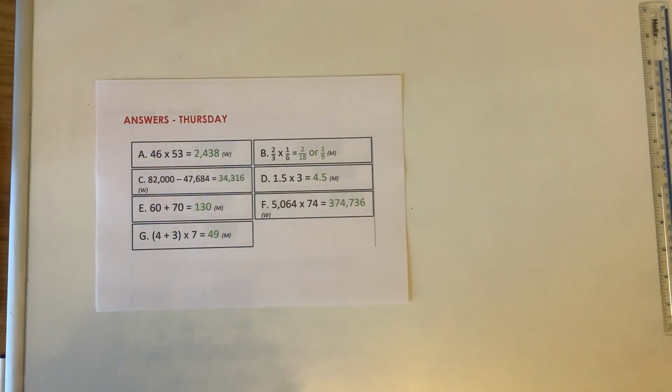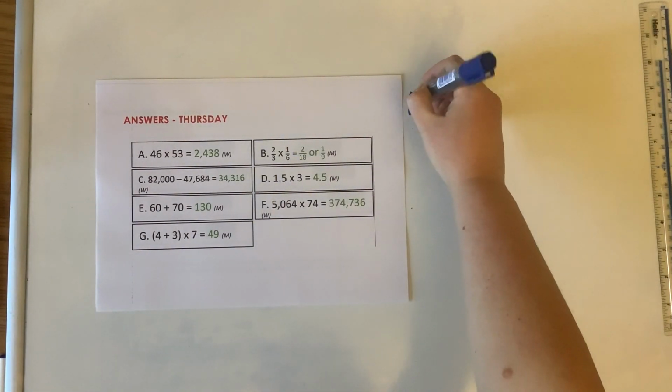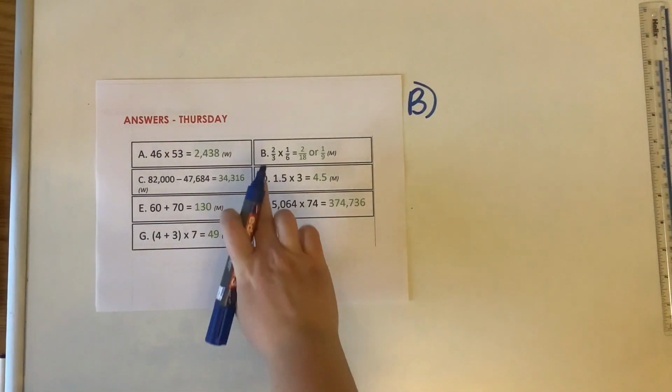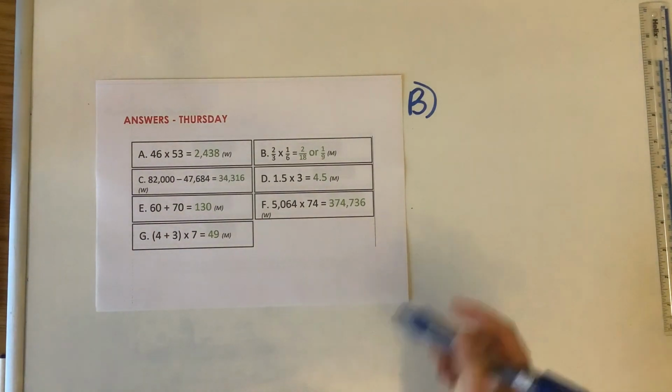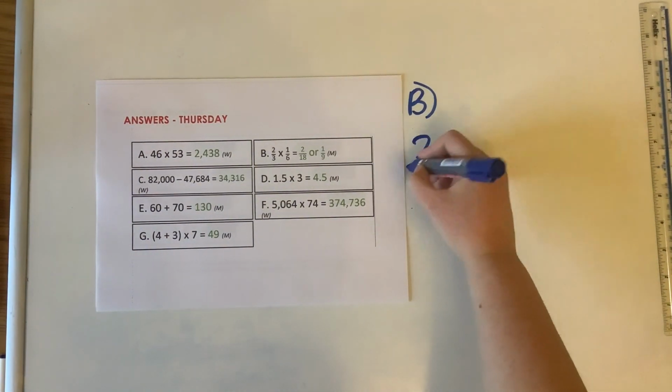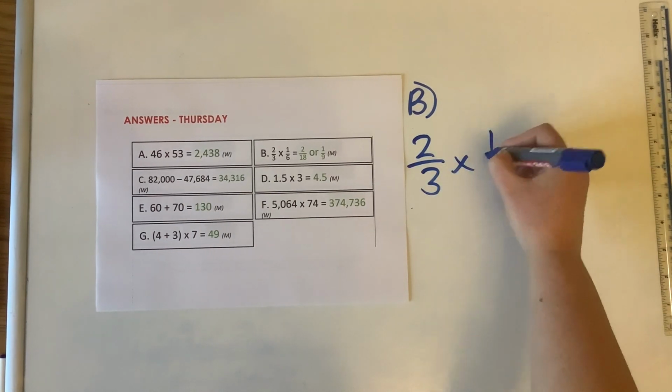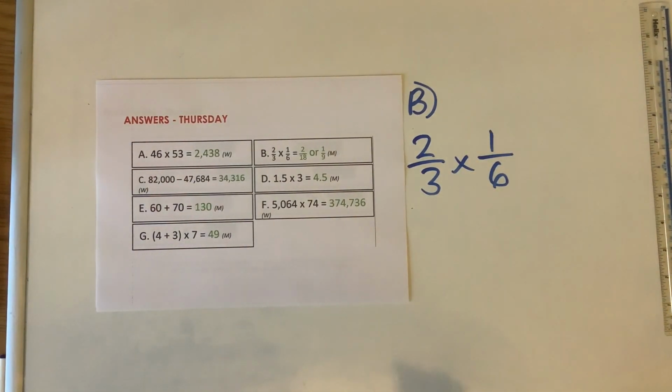I'm just going to go through question B very quickly, as I feel that this is one that, certainly when we're back in class, a few people would get stuck on. Okay, so I've got 2/3 multiplied by 1/6. Remember, when I multiply fractions, I multiply the numerators and multiply the denominators. But what I can do here is some cancelling before I multiply.